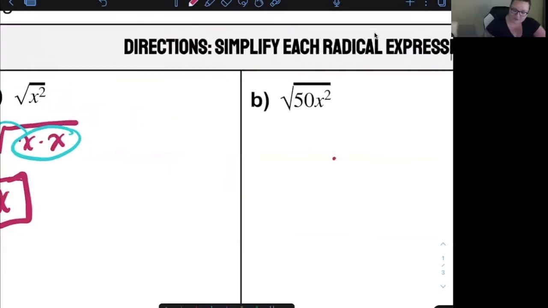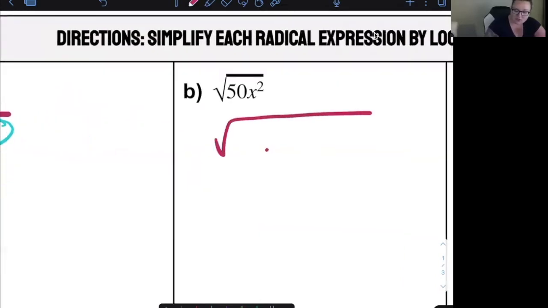So now you're going to do the same thing for part B. You're going to write 50x squared out in prime factors. You're going to look for groups of 2, bring those out in front of the radical, and then leave what's left under the radical. Go ahead and give this a shot on your own.